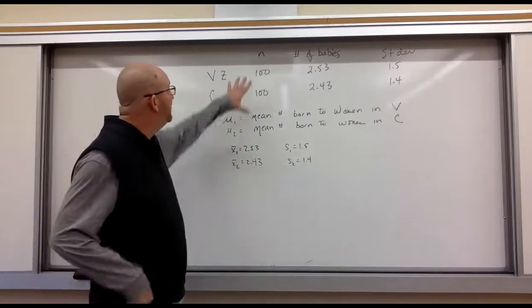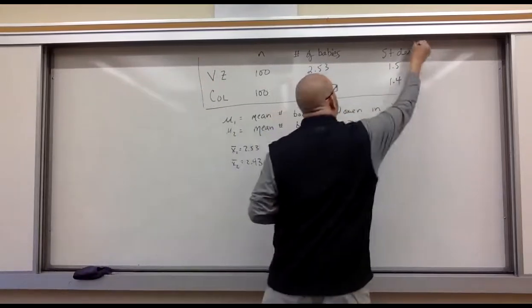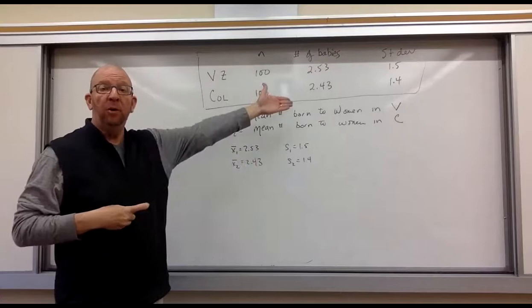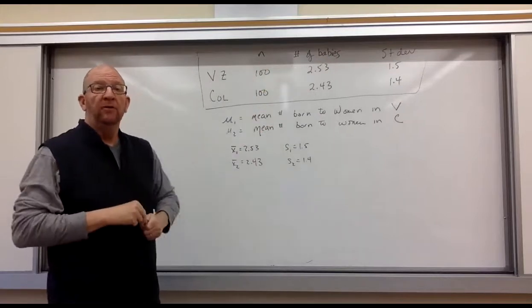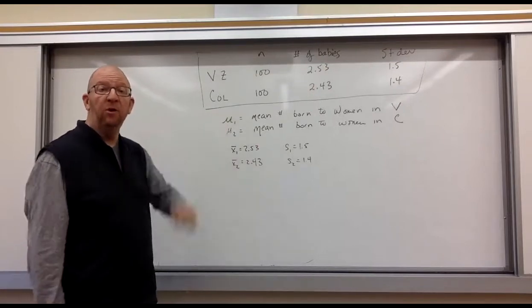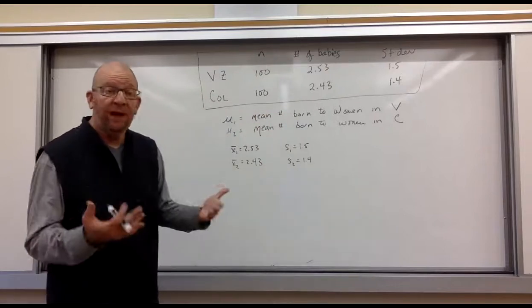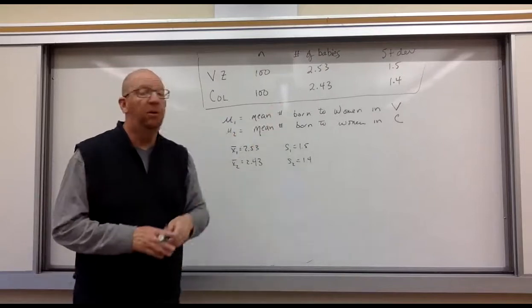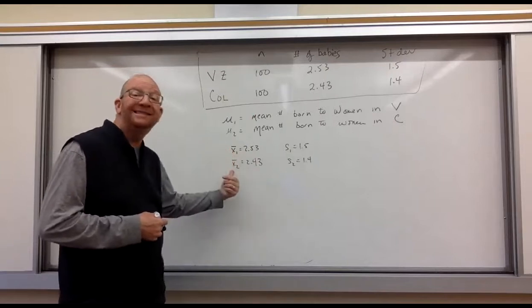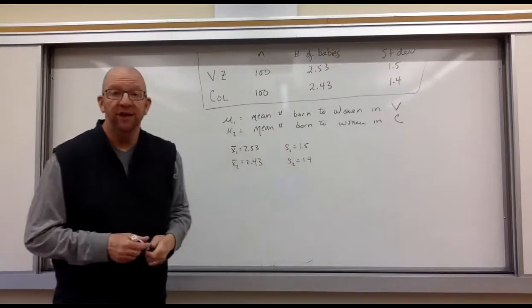We're given the data in this box. We're going to sample 100 women in each country. We have the mean number of babies born and the standard deviation. So here's how we do this. First, as always, we identify our mu1 and mu2. mu1 is the mean number born to women in Venezuela, and mu2 the mean number born to women in Colombia. We have our sample means and our sample standard deviations.